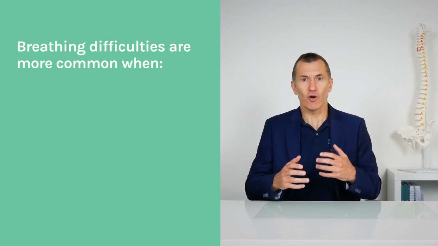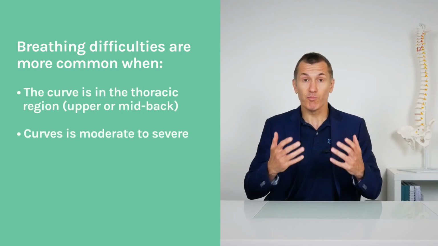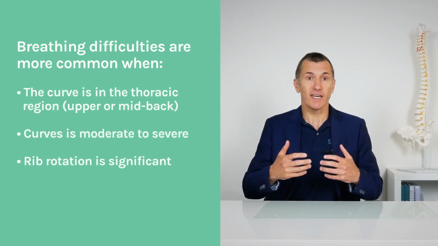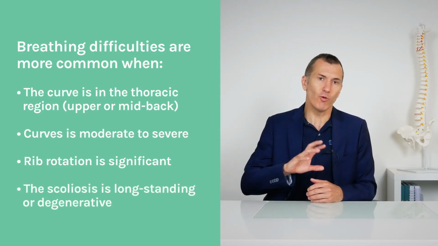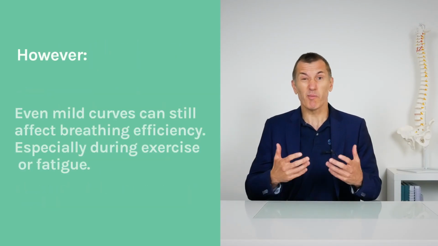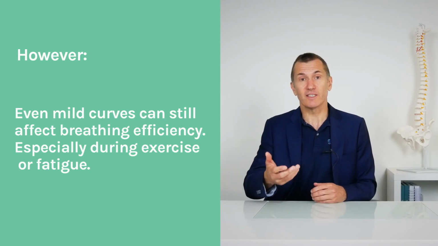Breathing difficulties are more likely when the curve is in the thoracic region, the curve is moderate to severe, the rib rotation is significant, or the scoliosis is long-standing or degenerative. However, even mild curves can affect breathing efficiency, especially during fatigue or exercise. That's why breathing symptoms don't always correlate directly with curve size alone.